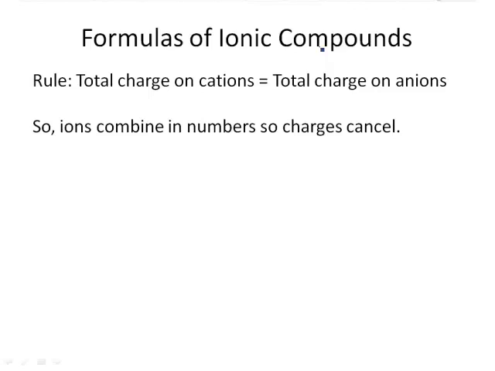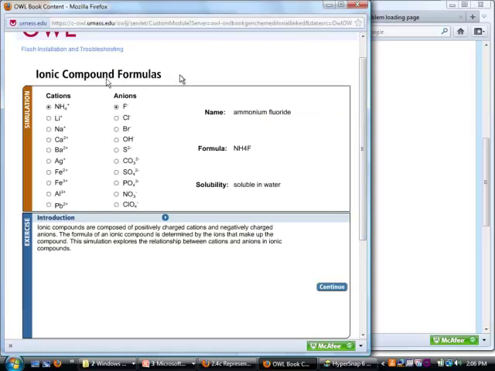Formulas for ionic compounds are based on the idea that the compound itself must not have any charge. So therefore, the total positive charge on the cations must equal the total negative charge on the anions. That is, the positive and negative charges have to cancel each other. So let's look at a little tool for looking at some examples of these. What we're going to do here is take individual cations and pair them up with individual anions and look at what formula we get.